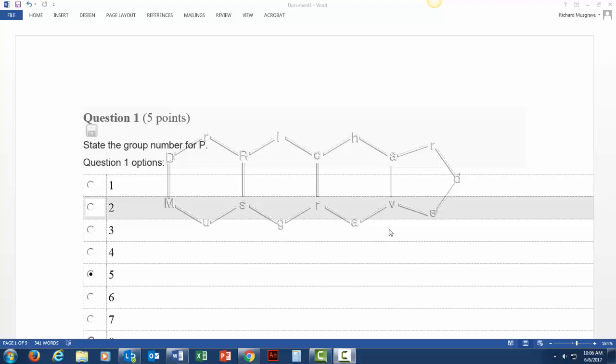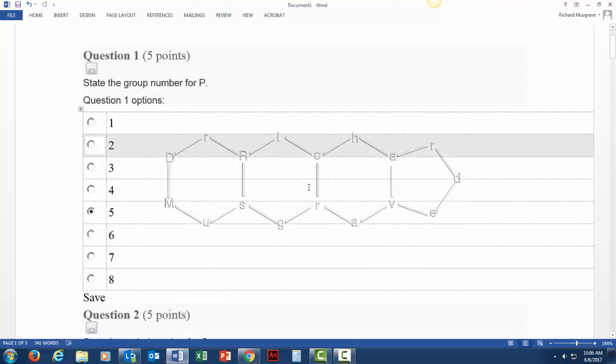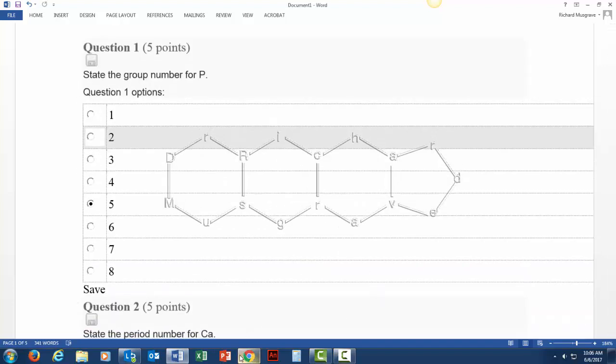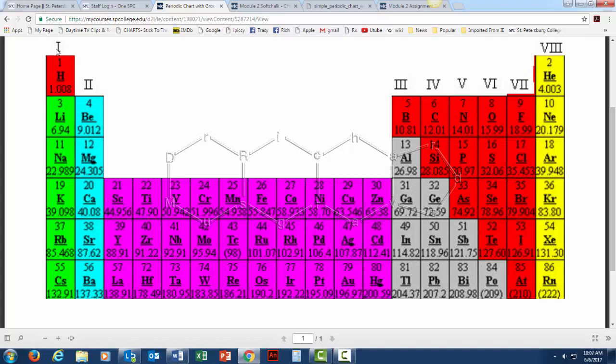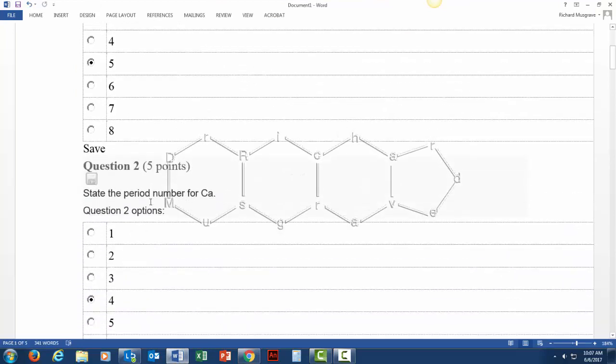The purpose of this video is to give you the answers to the Module 2 assignment. In question 1, it's asking you to state the group number of P. If we look at a periodic table, the group numbers are written across the top here. If they're not written, then you can just write them in as 1, 2, and then over to here 3, 4, and 5. Group numbers match the number of valence electrons. Phosphorus is in group 5, so that's the answer to that one: P is in group 5.